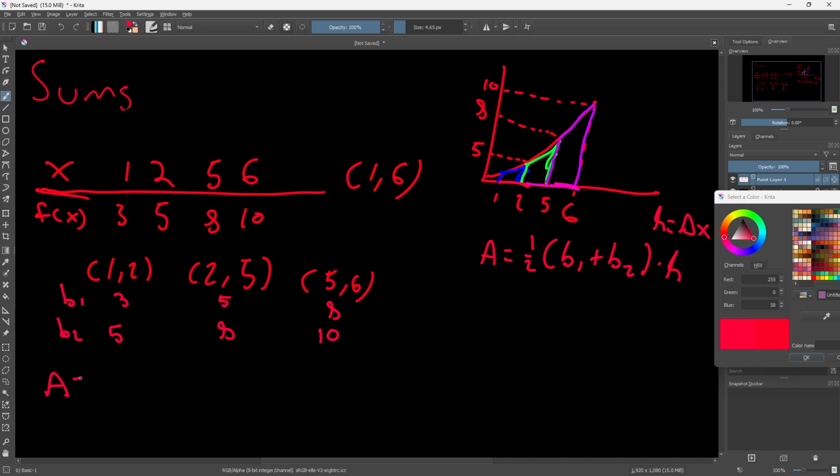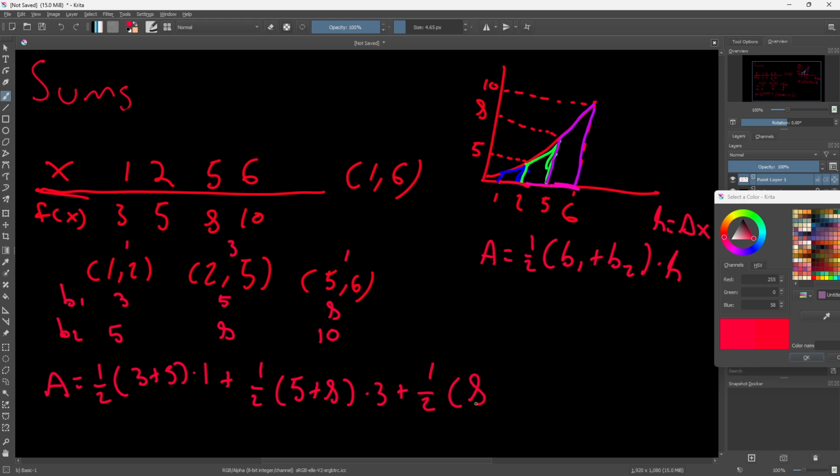So area equals 1/2, and this is for the first trapezoid, of 3 plus 5 times 1, since delta x is 1. And then you're adding the area of the next trapezoid, which would be 1/2 of 5 plus 8 times 3. And then you're adding the area of the last trapezoid, so 8 plus 10 times 1.